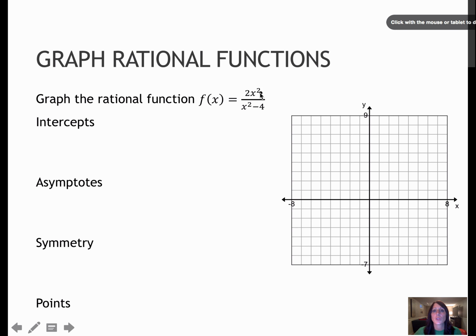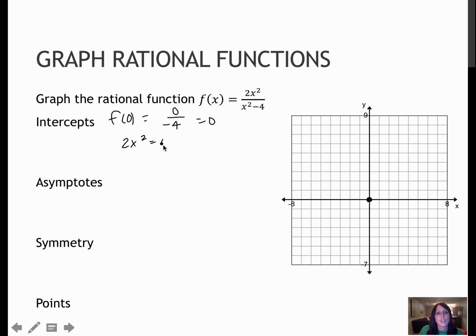Now this time I have 2x squared as a numerator and x squared minus 4 as a denominator. I'll start with my intercepts. To find my intercepts, first I plug in 0 for x, which of course gives me a 0 on the top and a negative 4 on the bottom. So 0 over negative 4 is just 0, which means I've got it crossing at (0, 0). I don't need to find the other intercepts because I already know that not only does it cross y at 0, it obviously crosses x at 0 too. And if I set 2x squared equal to 0, I again would find 0. So that's really my only point where it's going to cross, at 0.